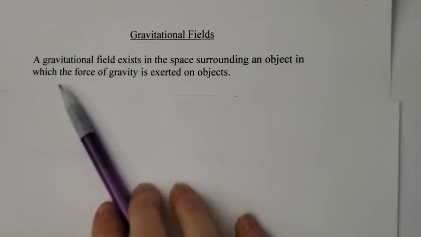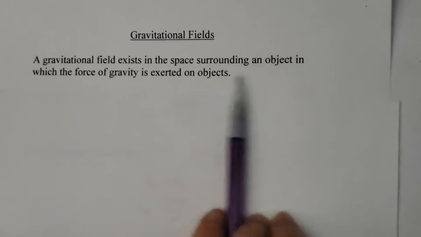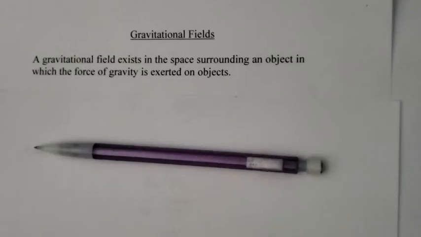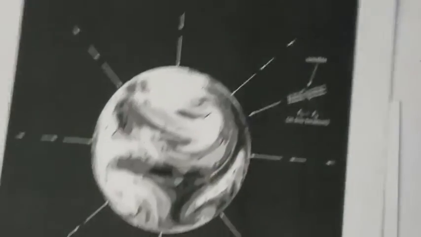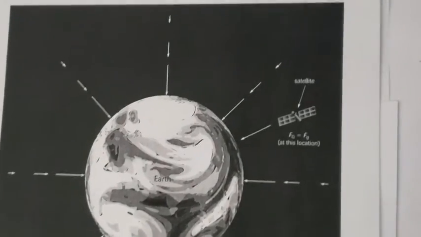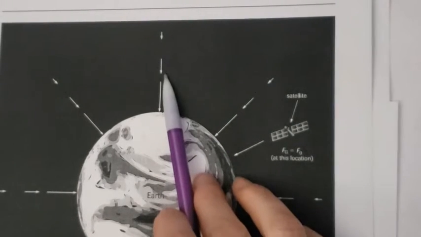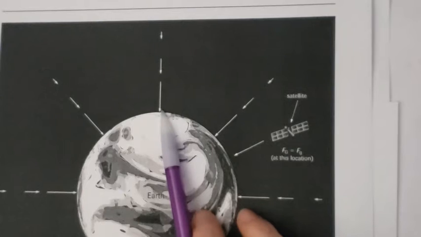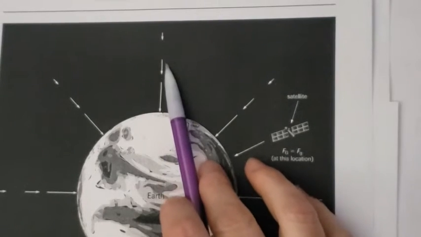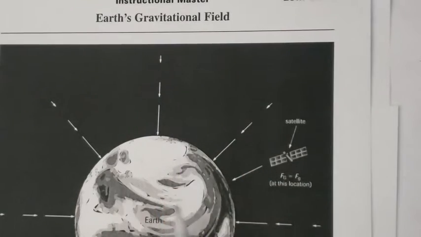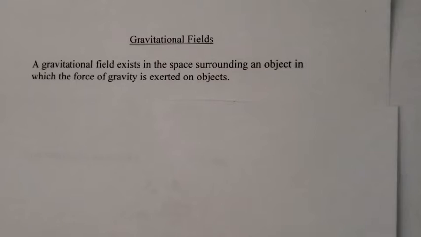Gravitational fields. A gravitational field exists in space surrounding an object in which the force of gravity is exerted on objects. So it doesn't matter if the object's small like my pen or giant like the Earth. Now what we also know, I don't know if you can see it, are these little arrows. So close to the Earth, the gravitational field strength is significantly stronger. As we move further away, it gets smaller, and then here we see it's smaller still. So as you get further away from an object, that gravitational field strength actually decreases.